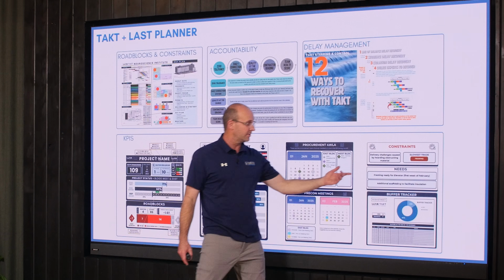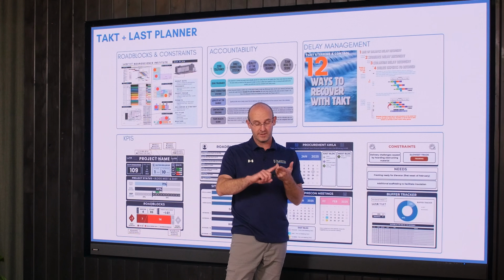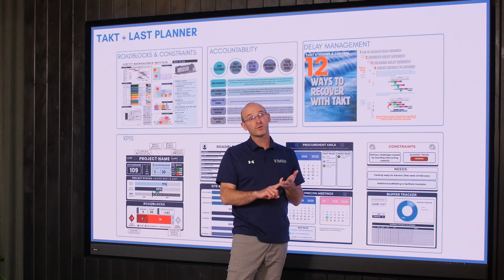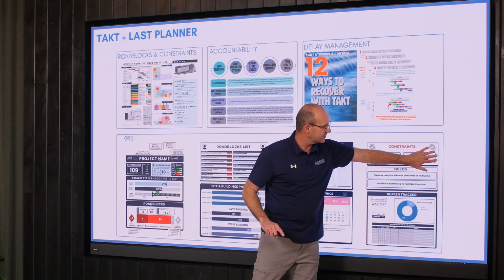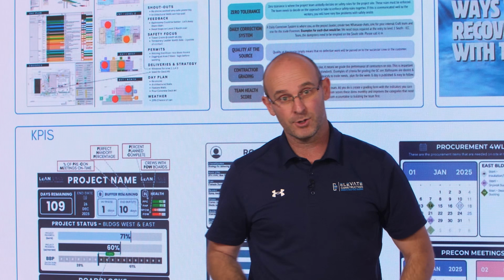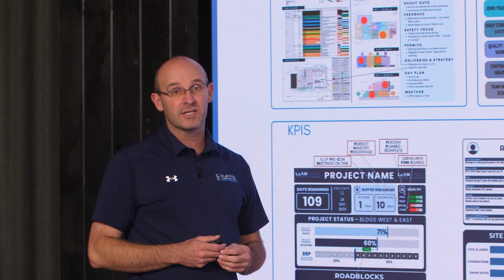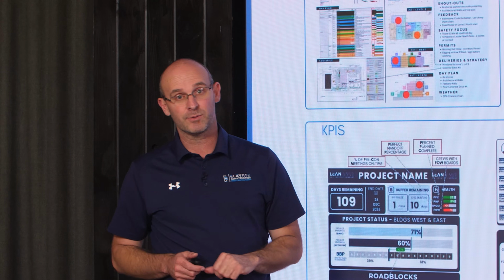And the constraints, this is a big deal. Every phase will have your slowest trade or activity and slowest zone or most limiting factor. Knowing this will help us to know which trade we need to help the most because they're the pace setter. So this is an overview, and I hope it gives you a really clear vision of how Takt and Last Planner tie together.